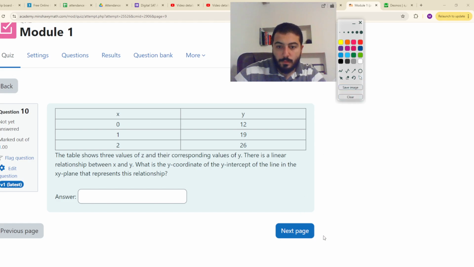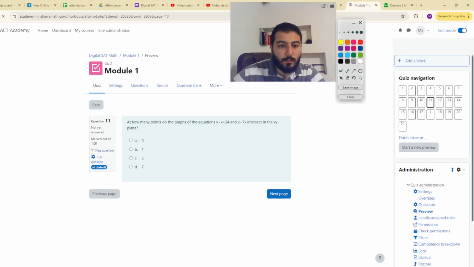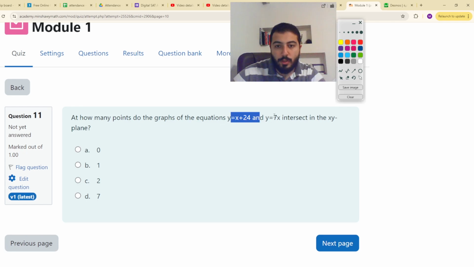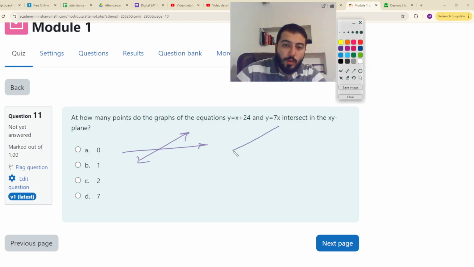Question 11. How many points do the graphs of the two given linear equations intersect at in the xy plane? This is from linear systems, and we don't have to solve this system. We only need to investigate. Is it two lines with different slopes, so they have one point of intersection, or two lines with the same slope, so they have infinitely many solutions or no solutions? This one has a slope of 1 and this one has a slope of 7, so they have different slopes, so they have one point of intersection.